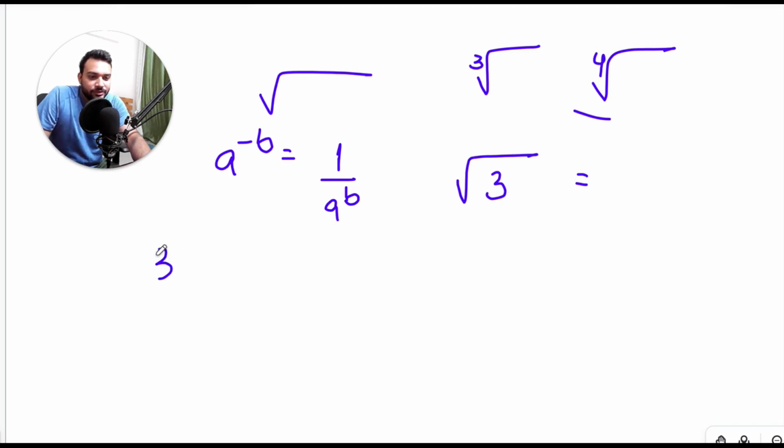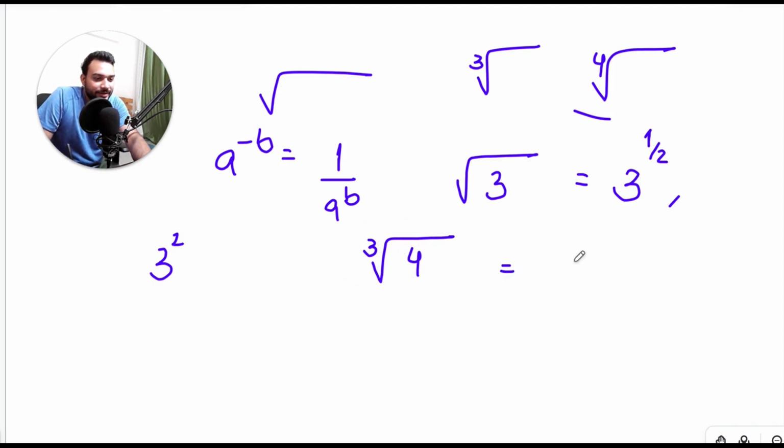So if it was written 3 squared, we'll say 3 squared or the second power of 3. 3 raised to the power 2. When we say the second root, that means 3 raised to the power of 1 by 2. That's a fractional power. That's what this radical, this square root means. So in case you're given root of 4 and there's a 3 outside, that means a third root of 4 or cube root of 4, which means 4 raised to the power 1 over 3.